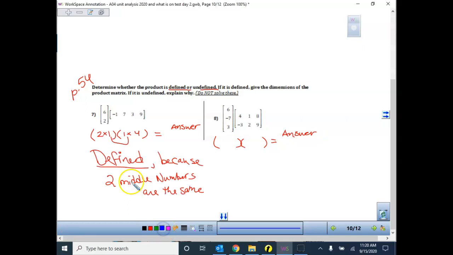We said it was defined because these two are the same. What would our answer matrix be? What would our answer matrix be? 2 by 4. Would be a 2 by 4. Do we have to multiply this one at all? No. On the test, similarly, I'm going to give you a couple, like at least one question and say, you know, is it defined or not defined? Tell me why. Okay? With multiplication, you're always looking for that middle one, right? To be defined or undefined.